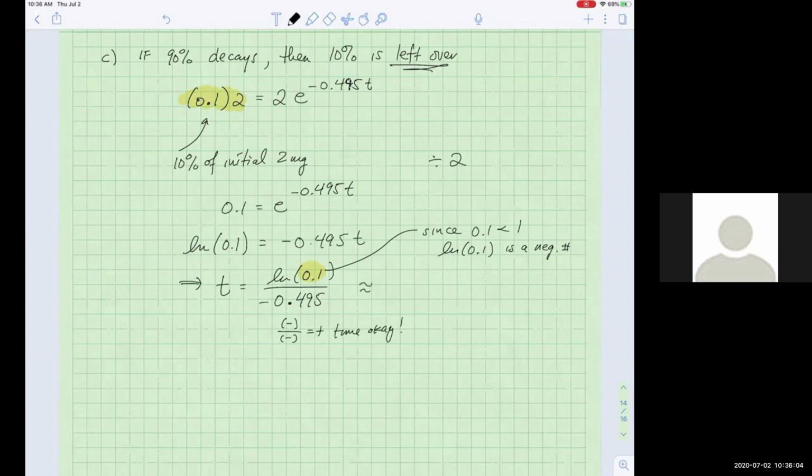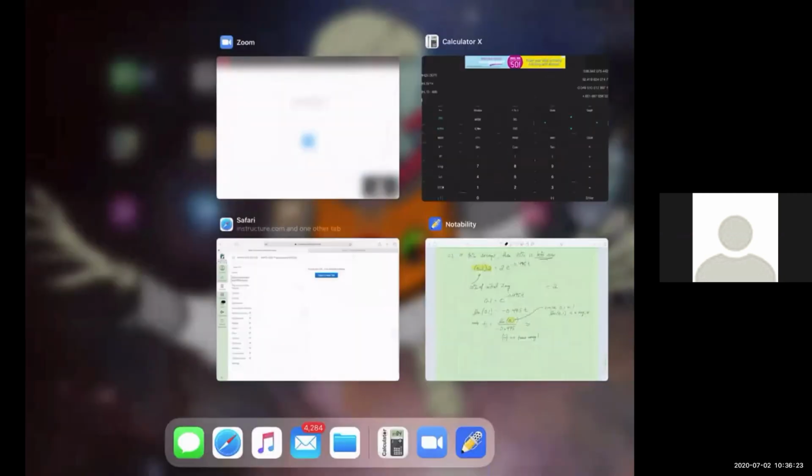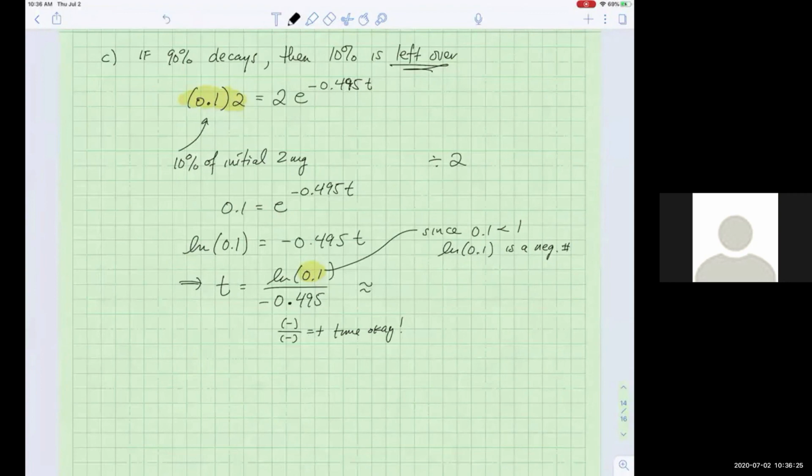In fact, this is approximately natural log of 0.1 divided by negative 0.495, which is about 4.652, or about 4.7 days to decay down to 10%.